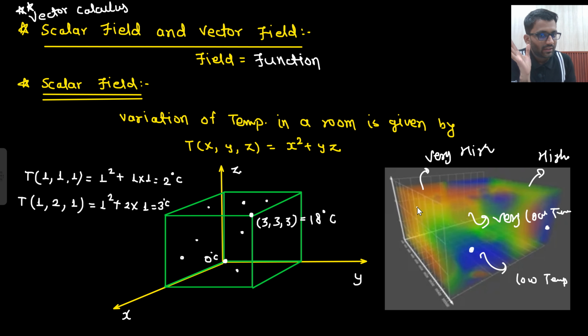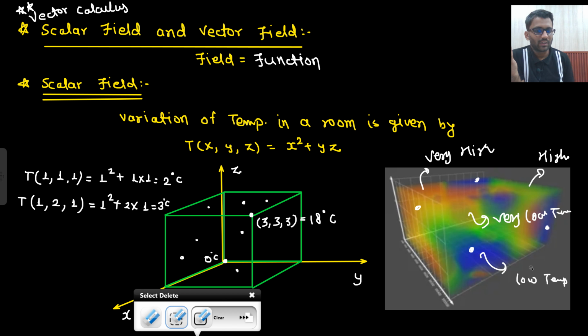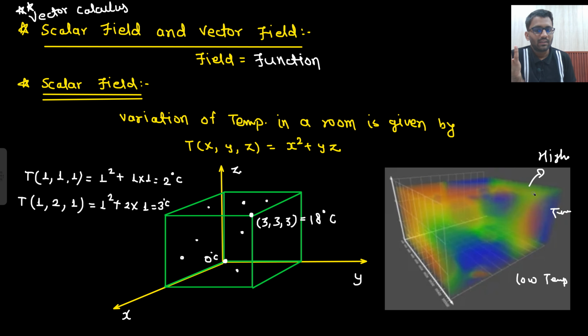So at some points you are getting one value, at other points you are getting a different value. So at different points in the room you are getting different values. This is known as a scalar field. Your field is distributed in the room with respect to x, y, z coordinates, and that is a scalar quantity. You put in the values of x, y, z, 1, 1, 1, and you are going to get a scalar quantity. So this is what we mean by scalar field.